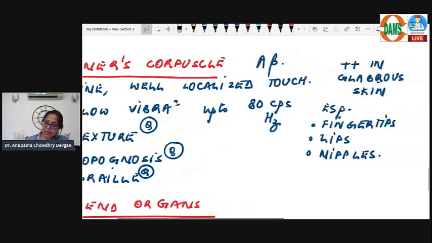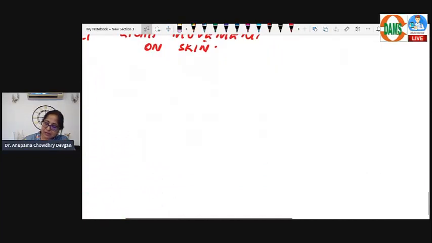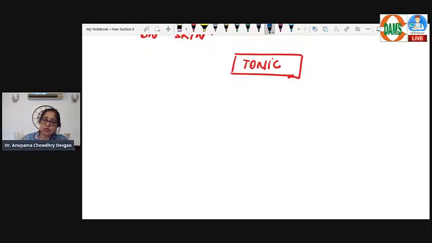All right. Now the next is tonic receptors. As far as tonic receptors are concerned, I told you they are slowly adapting receptors. Let's see which are the tonic receptors. The first one is Merkel's discs.